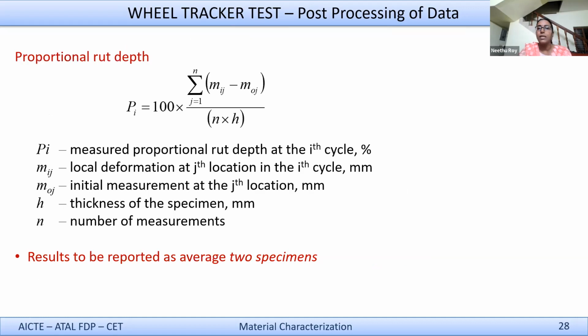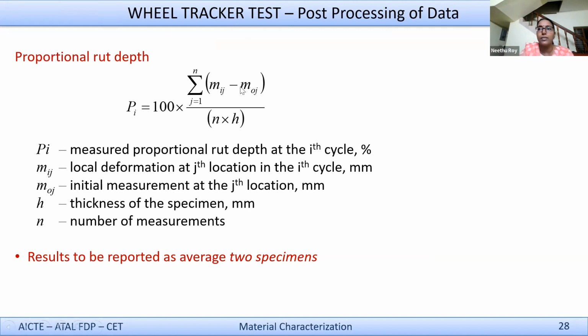Okay. Now, how do you post-process data? You can simply plot the rut depth versus the number of passes and see how the rut varies. I'm sorry, I have not put a graph here. Or you can compute certain indices based on this information. One is called the proportional rut depth. It is kind of a strain.